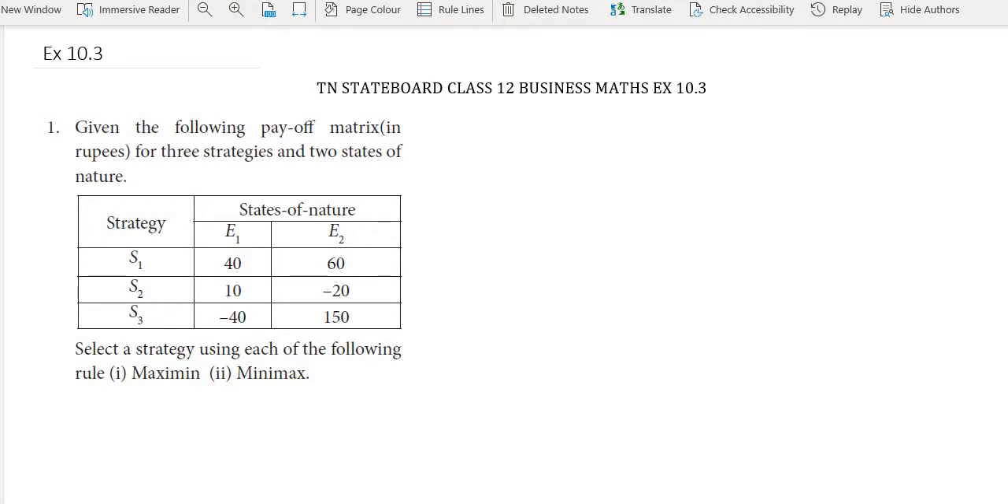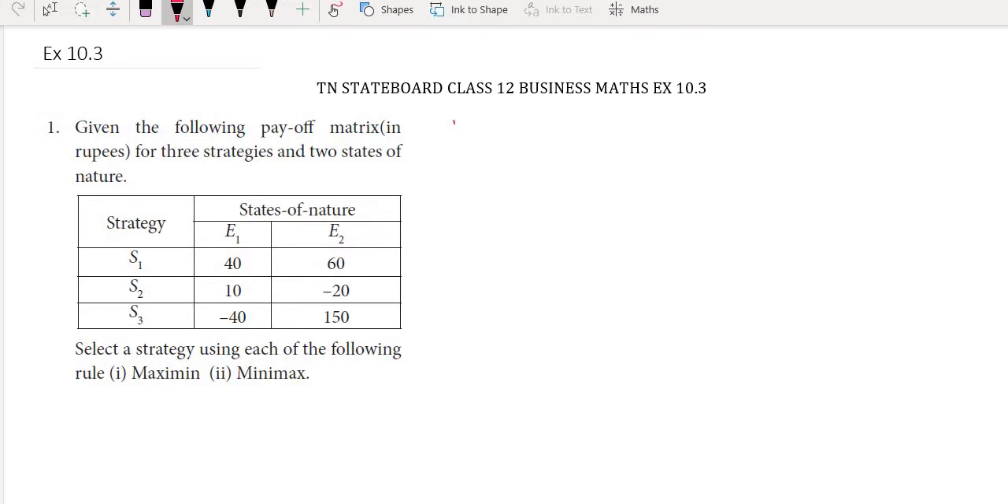First of all, we have 3 strategies here in which we are going to choose any one of them, and for each strategy we have 2 different states of nature, E1 and E2. So what is the max-min principle? According to the maxi-min principle, we have to take the minimum value for state of nature for each strategy. Then among those values we have to take the maximum.